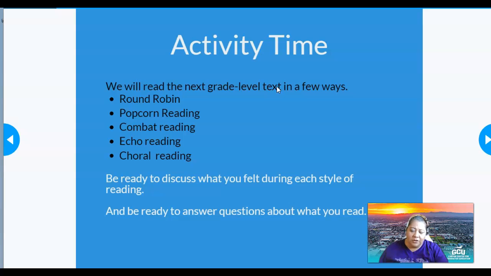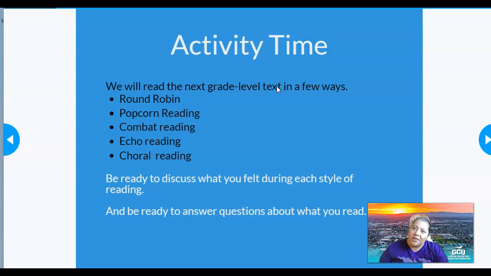Popcorn reading is another one. Popcorn reading is where you have all the popsicle sticks with students' names and you're picking, oh, so-and-so, you read the next one. And then you pick again. Okay, so-and-so, now you read this. Again, that's very stressful for students and it's not helping them to really read and focus on their reading.